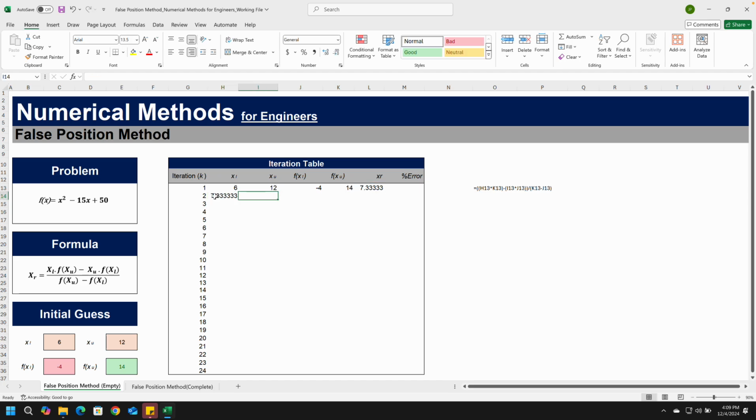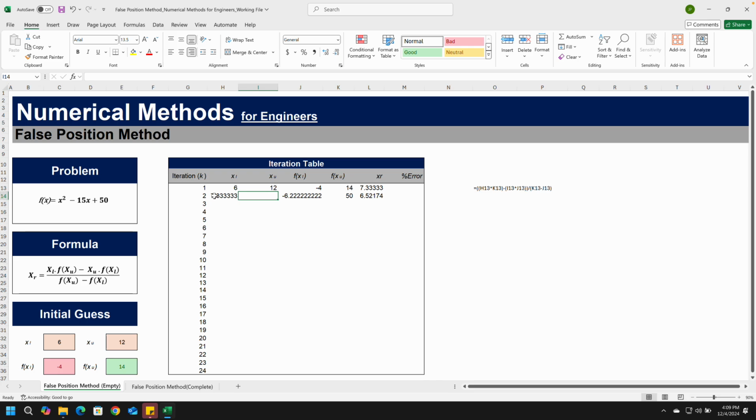Now xu can either be two of these. It can either be 6 or 12. Now how do we determine that? In this case, let's just drag these formulas first. So highlight this and Control D, like this. And now let's figure out what we put in for our xu.